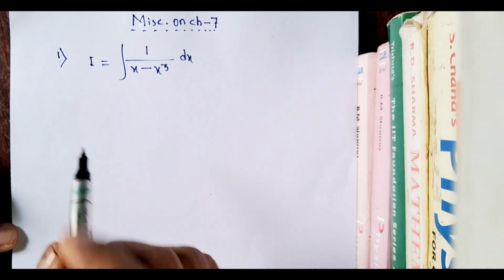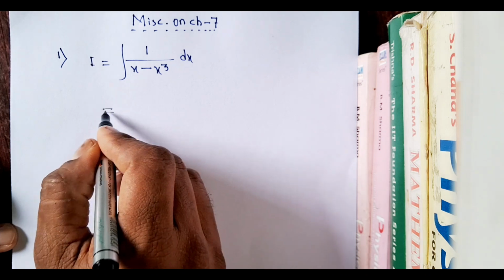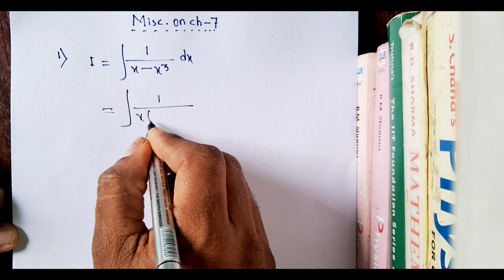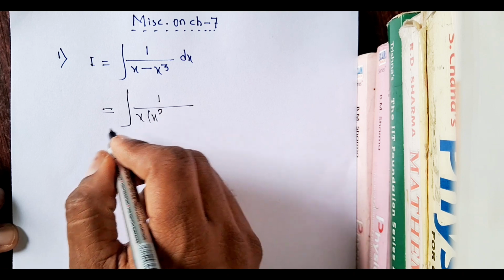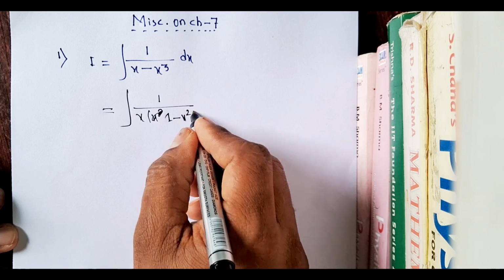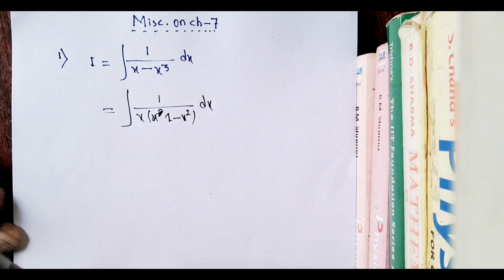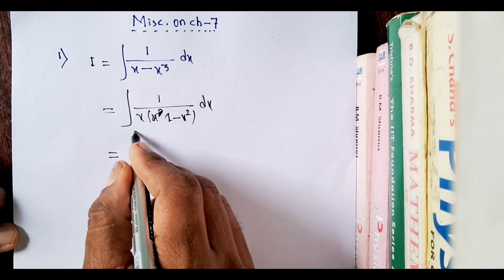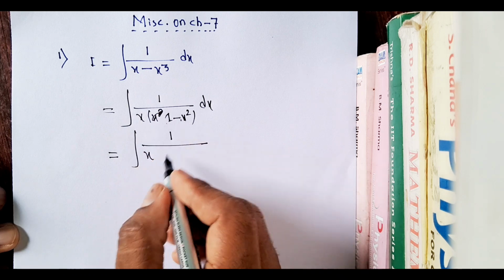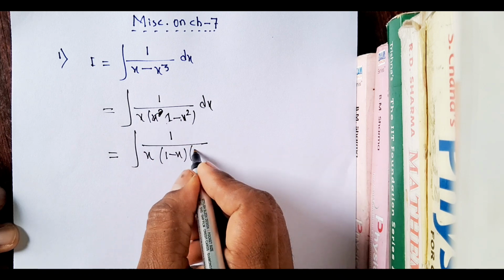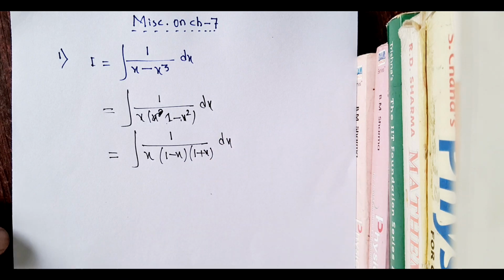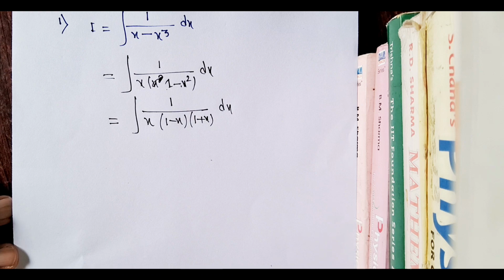For that, let us factorize this. If you factorize it, it will be integration of 1 by x into 1 minus x square dx. Now you see, it is integration of 1 by x into 1 minus x square, that is 1 minus x into 1 plus x dx. Now let us use the method of partial fraction.